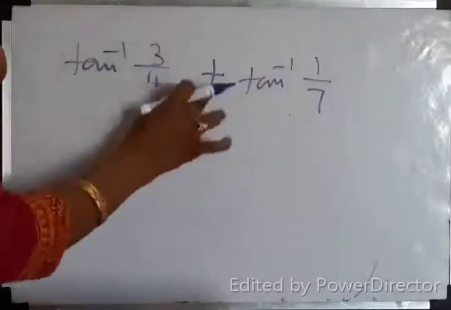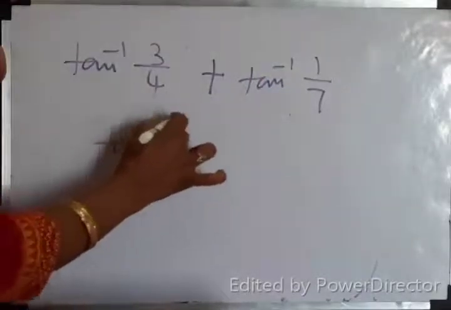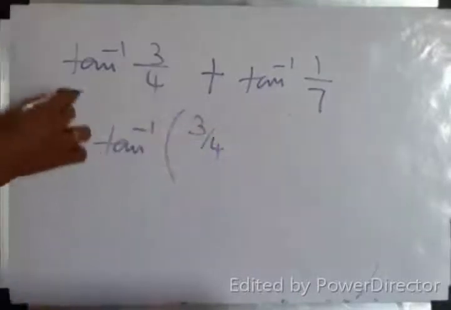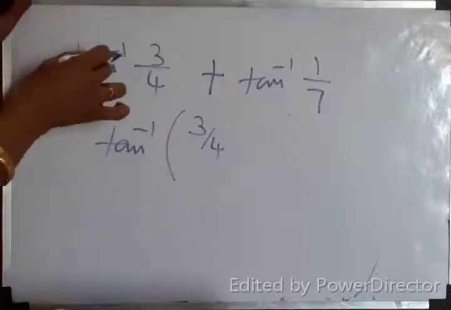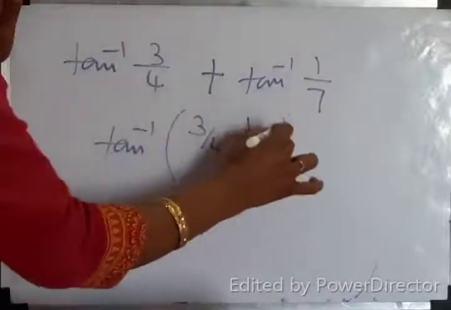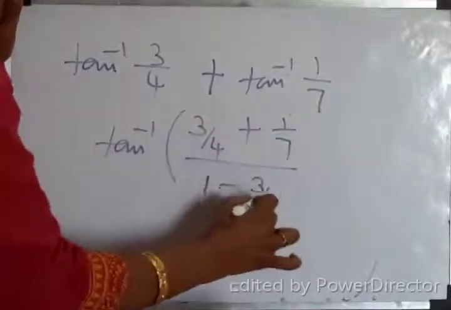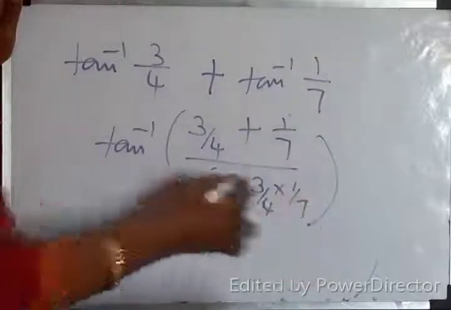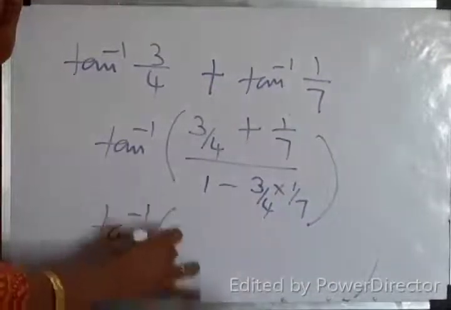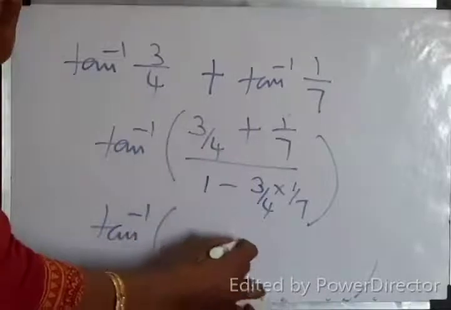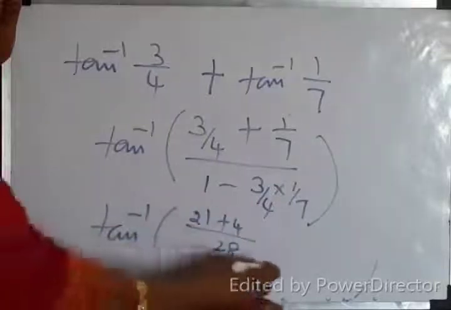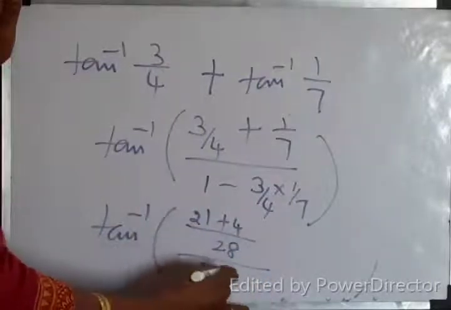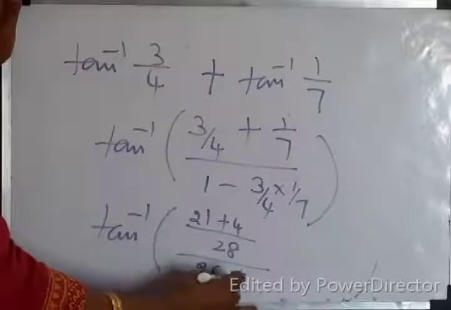Correct? Tan inverse x plus tan inverse y. Again, every time you have tan inverse x plus tan inverse y, you have to start with tan inverse of. So tan inverse of (3 by 4 plus 1 by 7) by (1 minus 3 by 4 into 1 by 7). What is the LCM? 28. Correct? So 21 plus 4 by 28, over 28 minus 3 by 28.